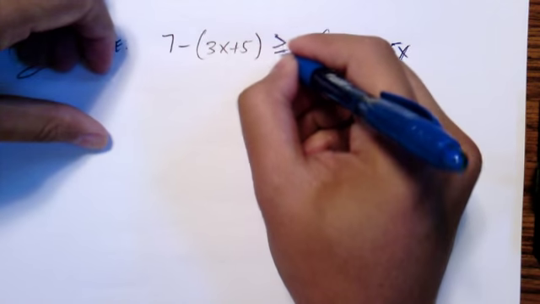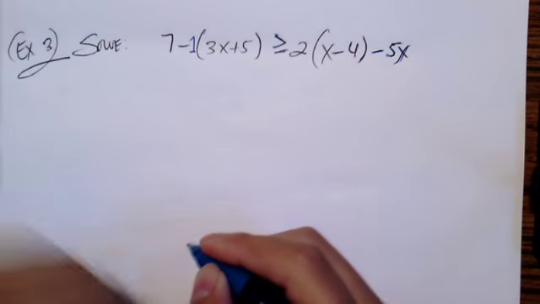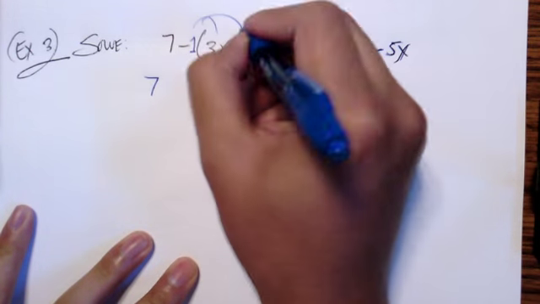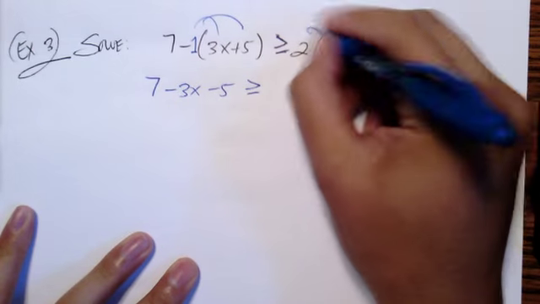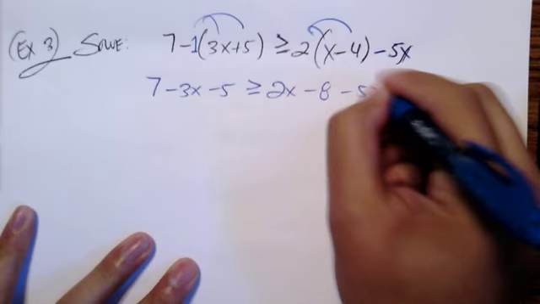So let's work on this left side. There actually is a 1 right here. That's the negative right there. So what we're going to do is change every sign in here. So the next step is going to be 7. Negative 1 times 3x is going to be minus 3x minus 5. Okay. Then we can clean this one up. This will be 2x. 2 times negative 4 is going to be minus 8 right there.